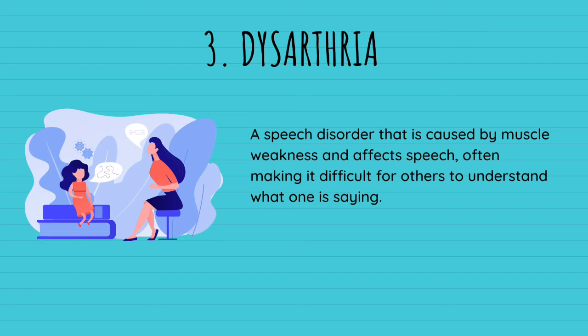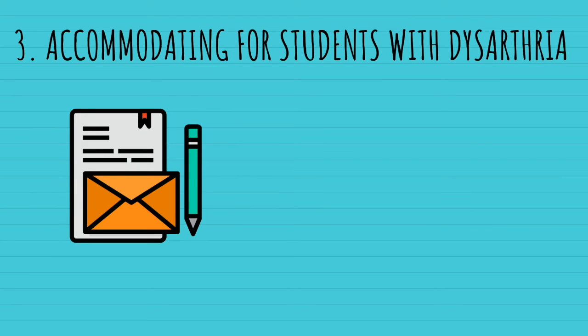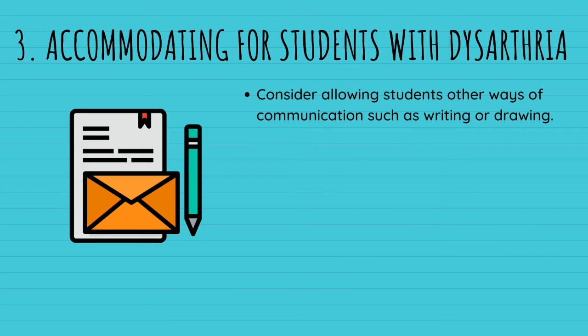A third common speech and language disorder is dysarthria, which is a speech disorder that is caused by muscle weakness and affects speech, often making it difficult for others to understand what one is saying. To accommodate our students with dysarthria, we want to do a lot of the same things that we're already doing for our other students with speech and language impairments.